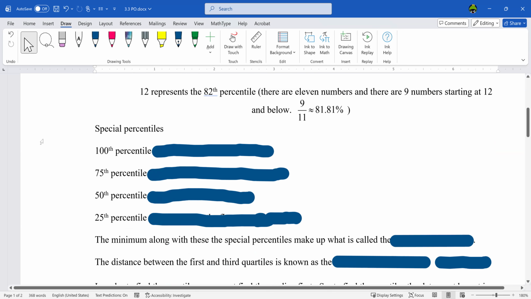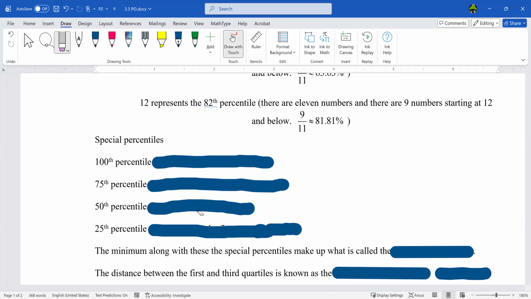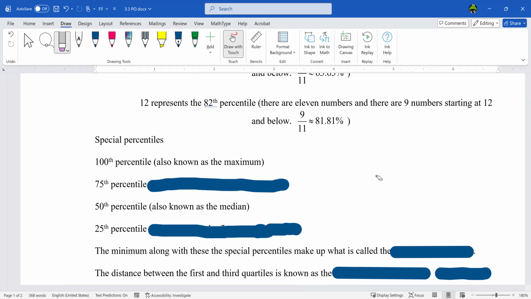Next thing the book looks at, they look at four special percentiles. There's the 100th percentile, the 75th percentile, the 50th percentile, and the 25th percentile. Two of these we've already talked about. We've talked about the 50th percentile. That is also known as the median. 50th percent, what is in the middle? That's the median. And we have also talked about the 100th percentile. The 100th percentile is 100% at that value and below, so that would have to be the maximum.